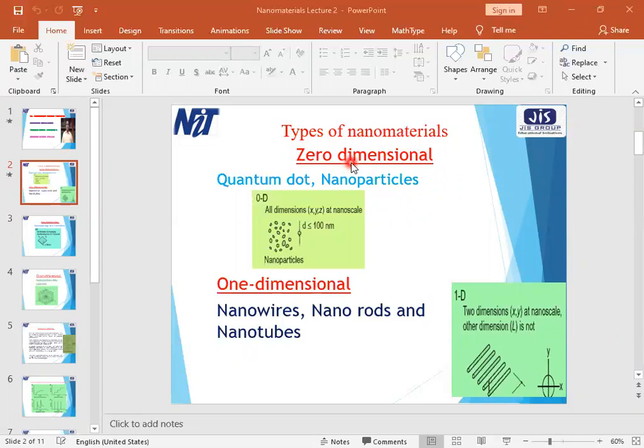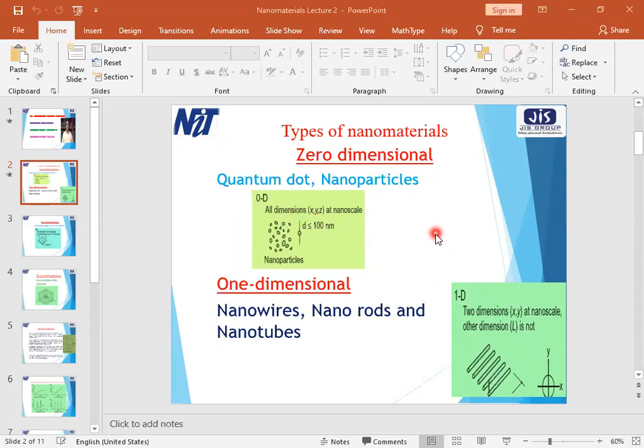I told you that as per the standard definition, if any dimension of a particle or a body lies between 1 to 100 nanometer, then the material is said to be a nanomaterial or nanostructure. So here all three dimensions are less than or equal to 100 nanometer. Here it is written D is either less than or equal to 100 nanometer. All the dimensions along the X direction, Y direction, as well as Z direction. That means all three directions. The diameter in all three directions is how much? Either equal to 100 nanometer or less than that.